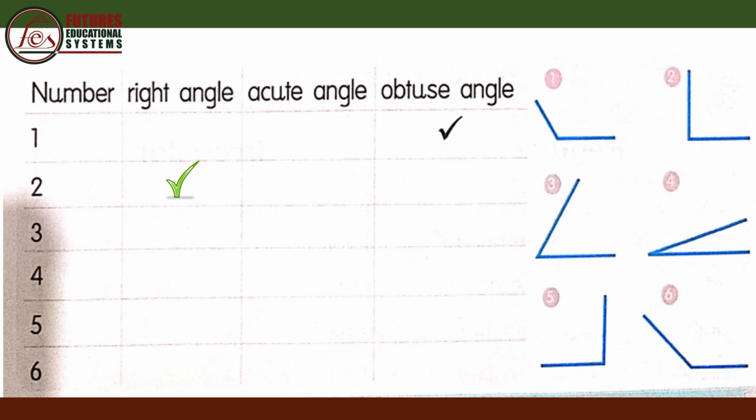What about number 3? Good answer. It's acute angle because it's smaller than a right angle. Number 4? Yes, it's also acute angle. Number 5? A right angle. Excellent. Number 6? Excellent, my dears. Obtuse angle.